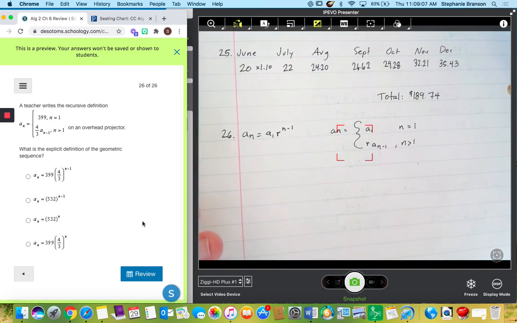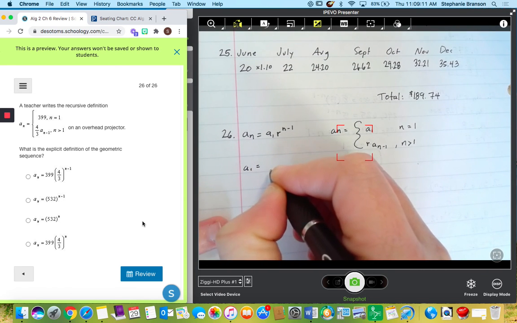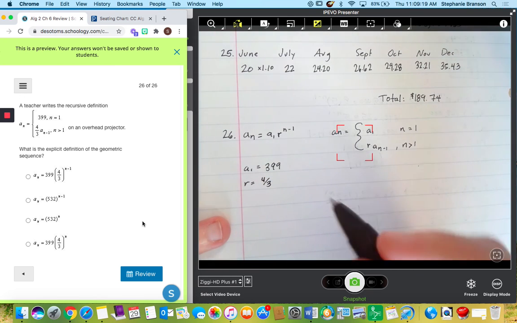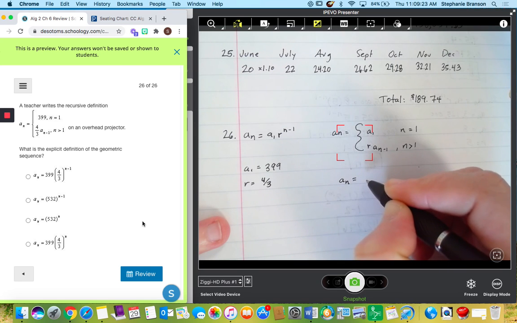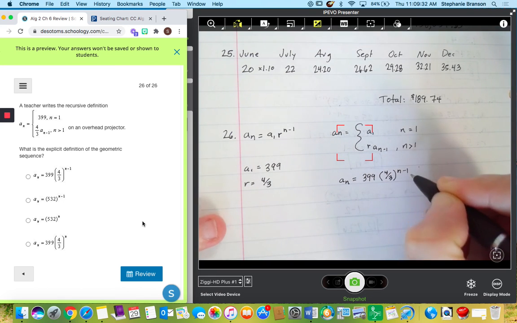So if I'm looking at what we were given on 26, I get that a sub 1 is equal to 399, and that r is equal to 4 over 3. So that means that my explicit definition would be a sub n is equal to 399 times 4 over 3 raised to the n minus 1.